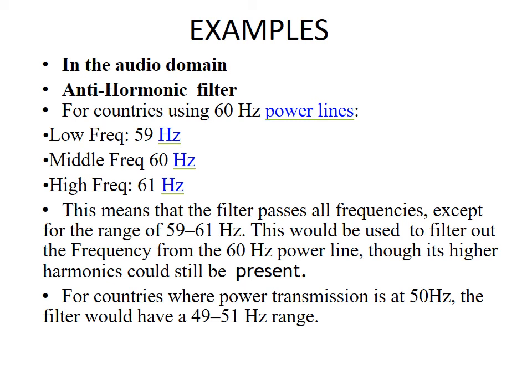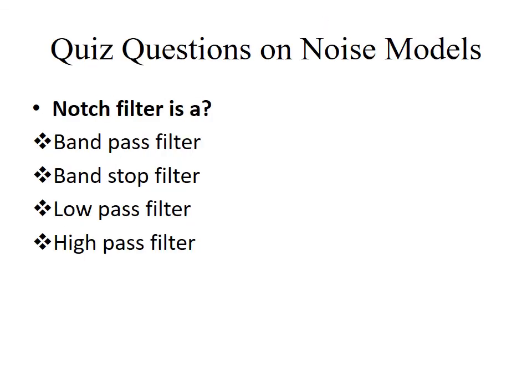And for countries where the transmission rate is 50 Hz, it will be filtering out all those frequencies from 49 to 51. This is how this particular notch filter plays a major role in transmitting the power line.